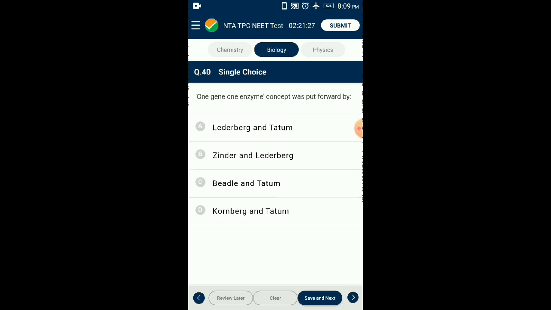Question number 40. One gene, one enzyme concept was put forward by. The one gene, one enzyme hypothesis is the idea that each gene codes for a single enzyme. Today we know that this idea is generally correct. It was proposed using genetic and biochemical studies of the bread mold Neurospora. So the answer for this question is option C, Beadle and Tatum. They put forward the concept about one gene, one enzyme.